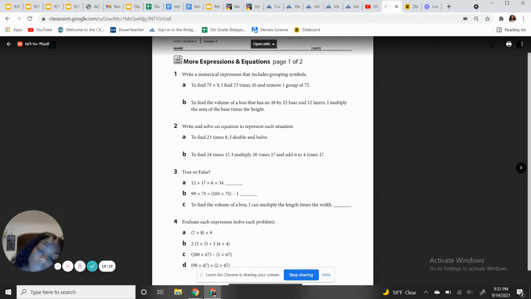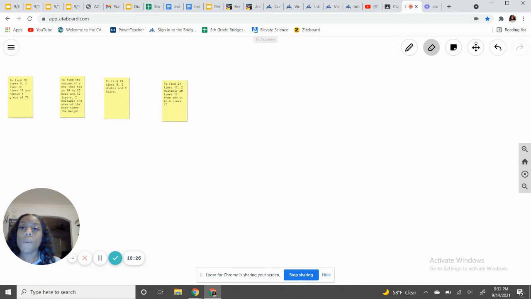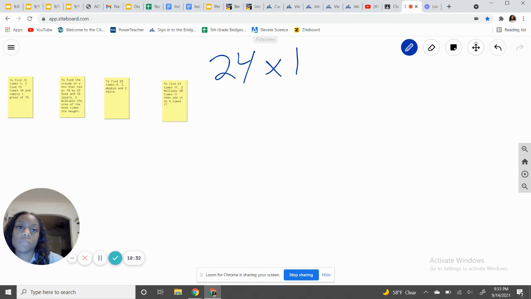Let's check Miss Tam because she's over here sleepy. 2B, to find 24 times 17, I multiply 20 times 17 and add it to 4 times 17. Look at that. Here's the problem at hand. We're trying to find this, but we are trying to find it in a more efficient way. So it says, forget about this 4 for a minute. What strategy is this? Pause this video and just yell the strategy they're talking about. The strategy is the partial product strategy.